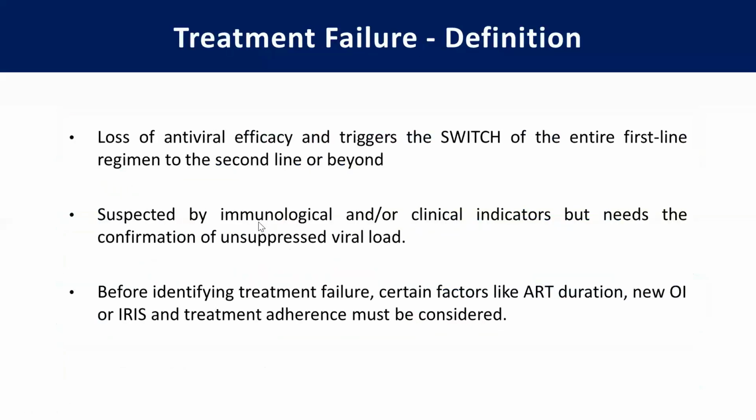So coming to the treatment of failure, what is the definition? Basically, a failure is loss of antiviral efficacy and it triggers the switch of the entire first line regimen to the second line or beyond. It is suspected by immunological and or clinical indicators, but needs the confirmation of unsuppressed viral load. And before identifying treatment failure, certain factors like ART duration, new OI or IRIS, and treatment adherence must be considered. One of the most important factors before we label an unsuppressed viral load as treatment failure is the treatment adherence, because non-adherence to treatment will also lead to unsuppressed viral load, and that is not actually failure.